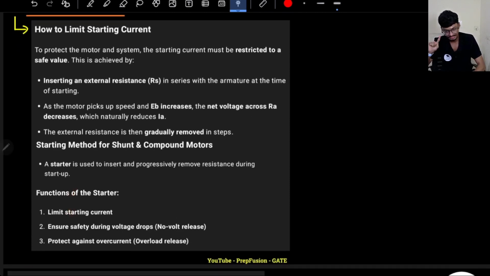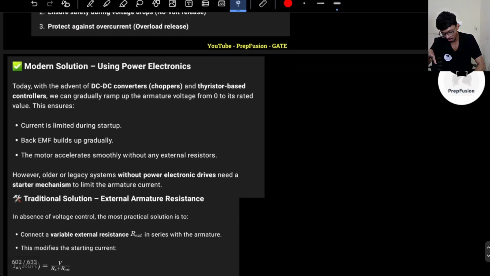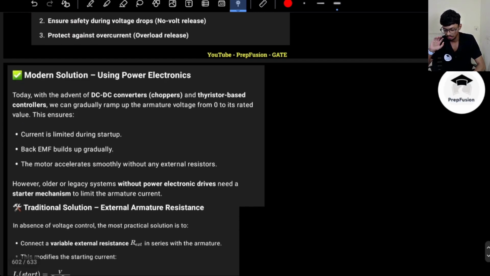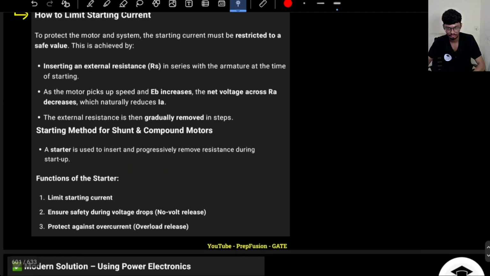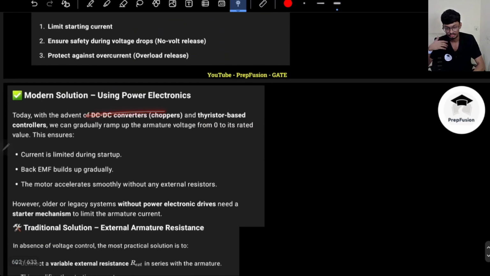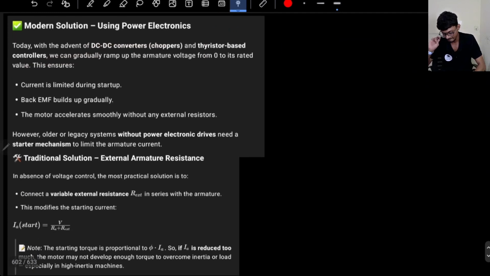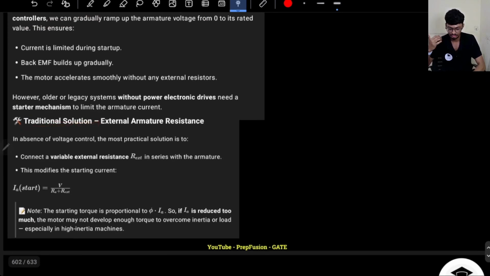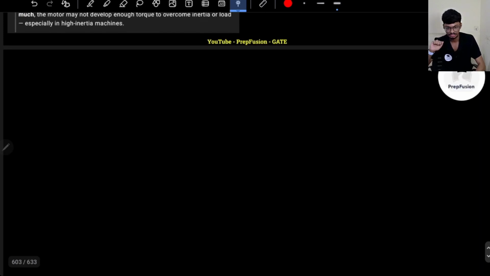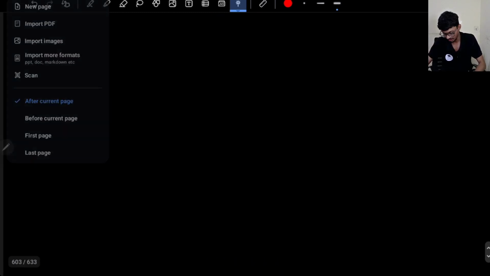We will discuss series motors as well. Now modern systems actually don't use all these starters, they use power electronics. So this is a mechanical kind of solution. Modern systems use power electronics, but of course the price increases. We have DC to DC converters that can help control the starting current. But the traditional solution is using external armature resistance, such as a starter. We have already discussed that.